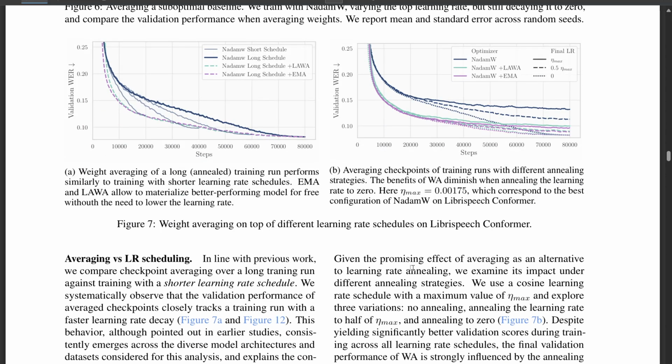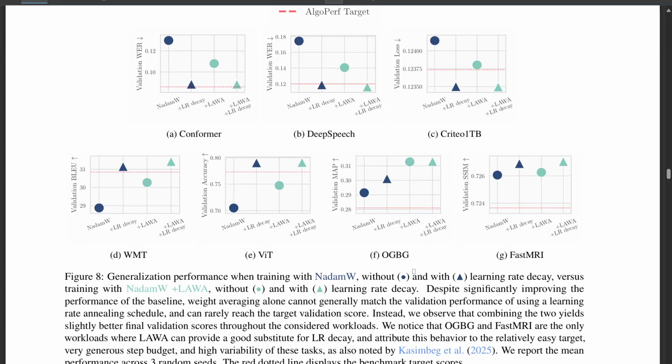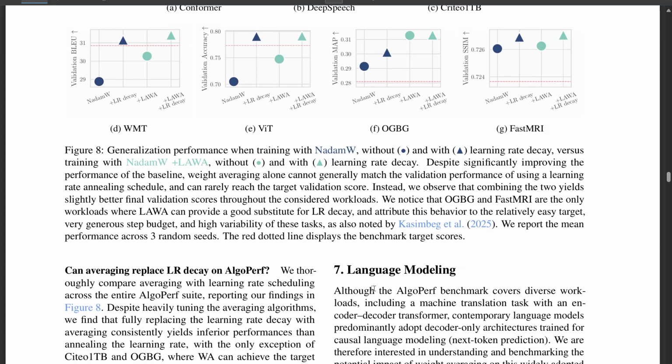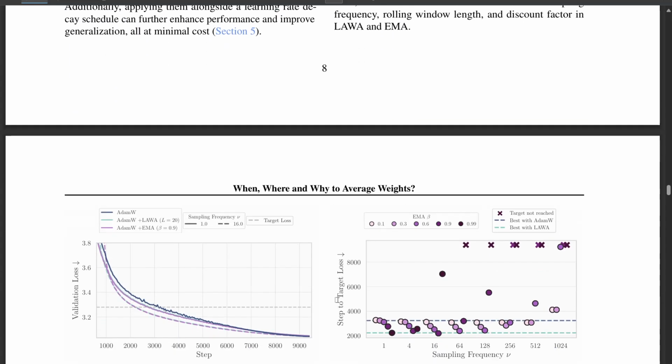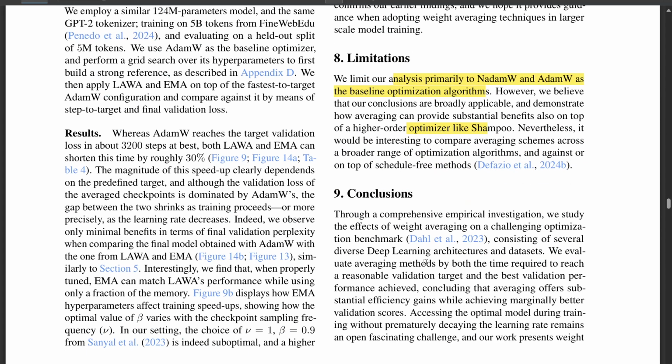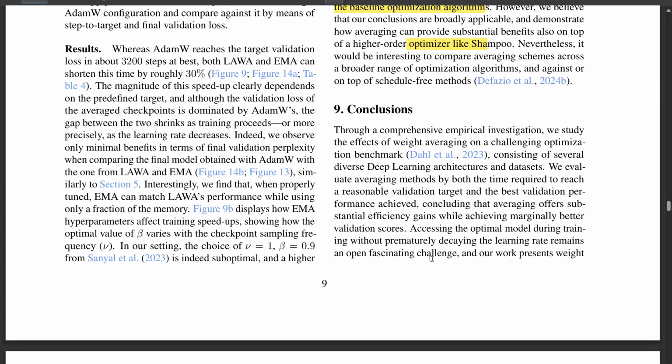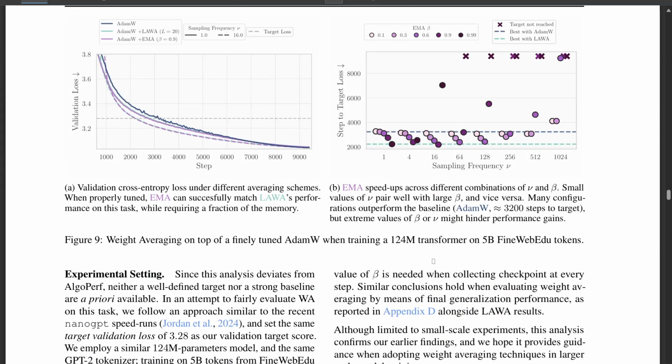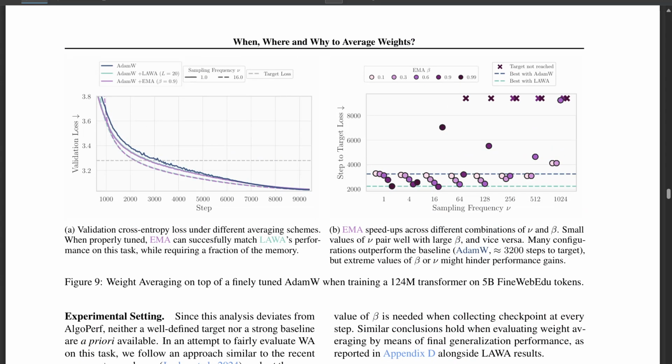Usually, yes. But what's fascinating here are the nuances and exceptions. For some specific workloads, like the Criteo 1TB recommendation task and the OGBG graph task, WA could actually achieve the target performance without needing to significantly lower the learning rate. Oh, so sometimes it can work alone. In specific cases, it seems so. But crucially, the research found that combining WA with traditional learning rate annealing often yields optimal performance. It slightly improves both generalization and efficiency simultaneously. So they're better together, like peanut butter and jelly. Exactly. It strongly suggests they are complementary techniques, each offering distinct advantages, rather than being substitutable. They work best as a team. That's really useful. Use both.